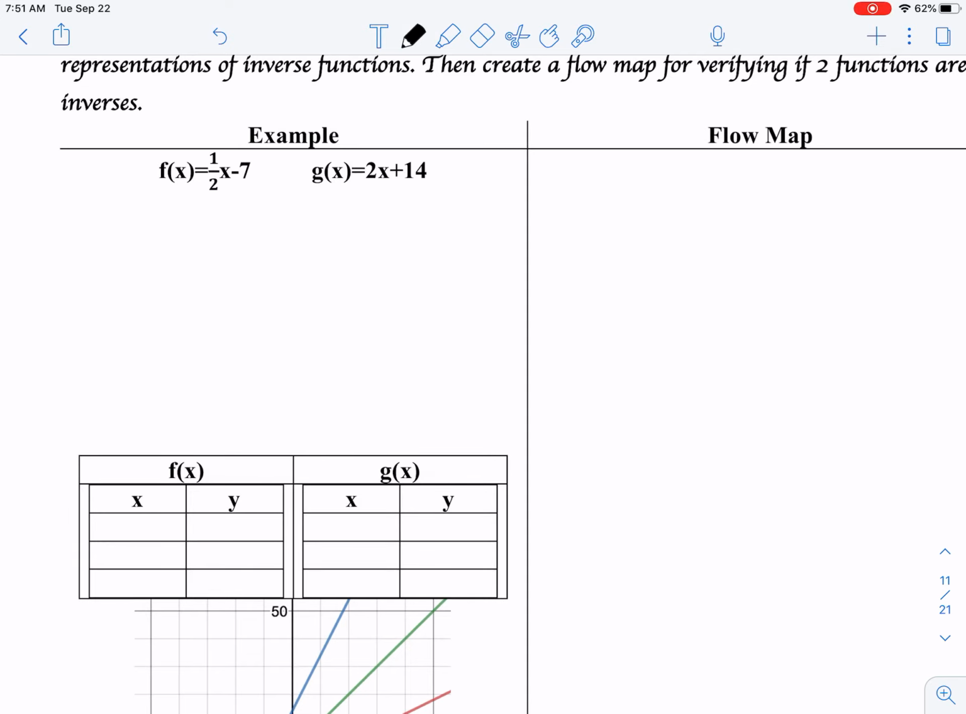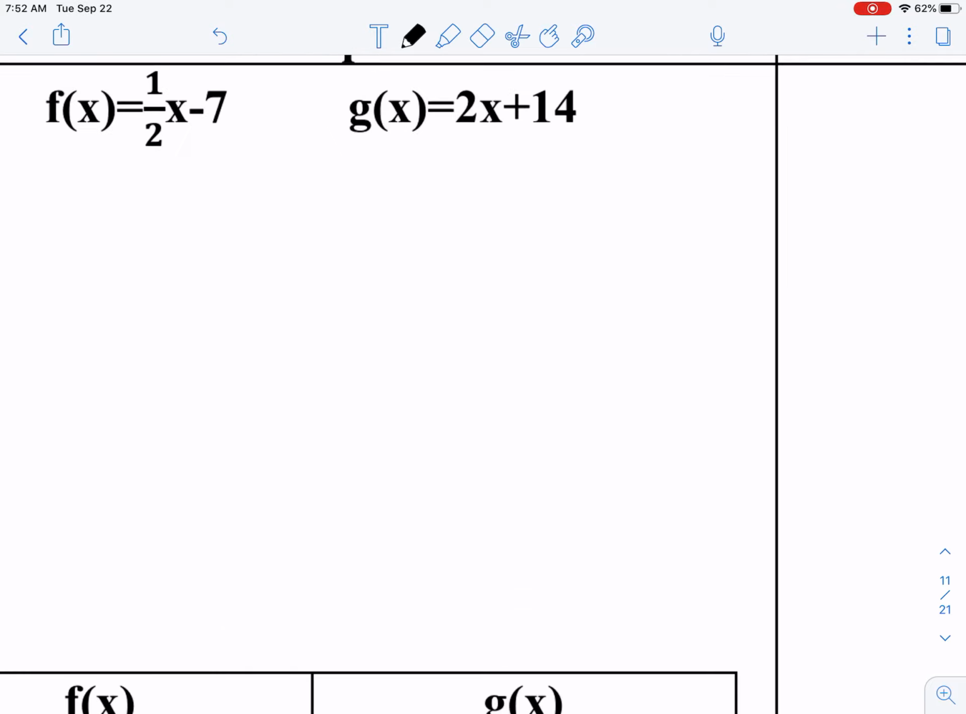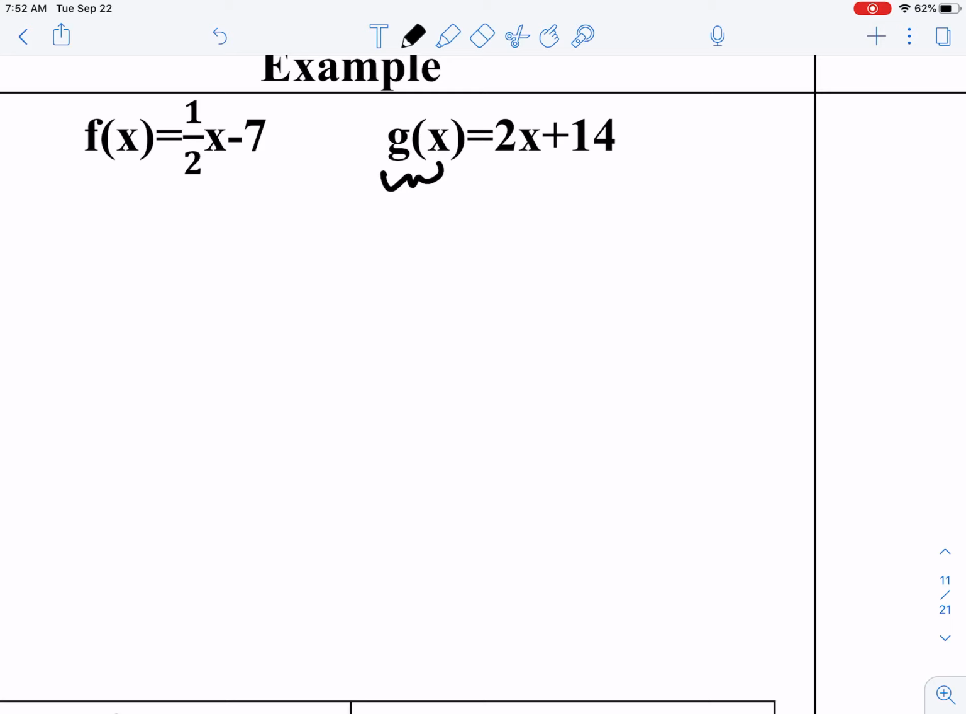is pick one function and change it, or find the inverse of it if you are given an equation. Okay. I personally think g of x in this example is a little bit easier to work with. So again, g of x is really just y. Remember, inverses, all you do is change your x and y values. So I'm going to have x equals 2y plus 14. Goal is to get y by itself.